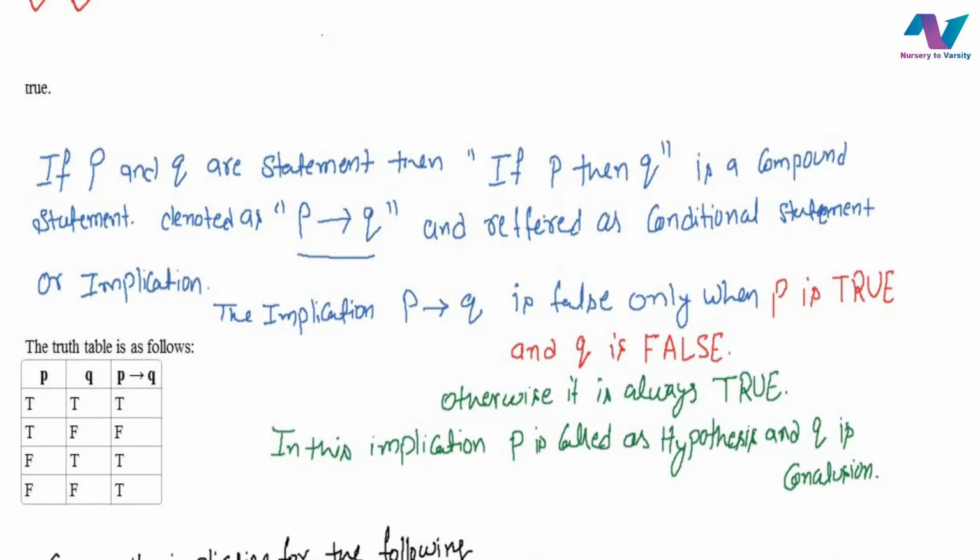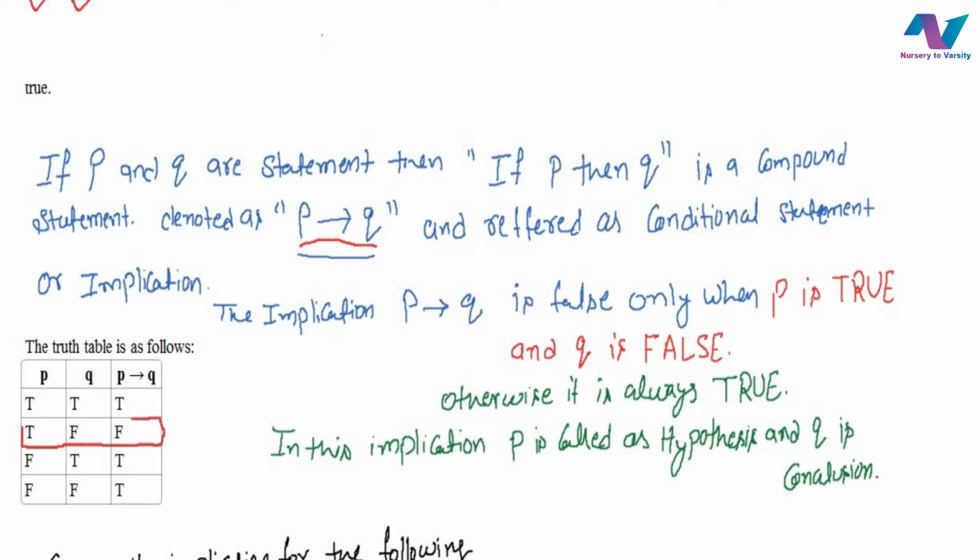If P and Q are statements, then "if P then Q" is a compound statement denoted by P implication sign Q, and referred to as a conditional statement or implication. The implication is false only when P is true and Q is false. So from the truth table we can say that there is only one condition where we are getting false, and that is when P is true and Q is false.